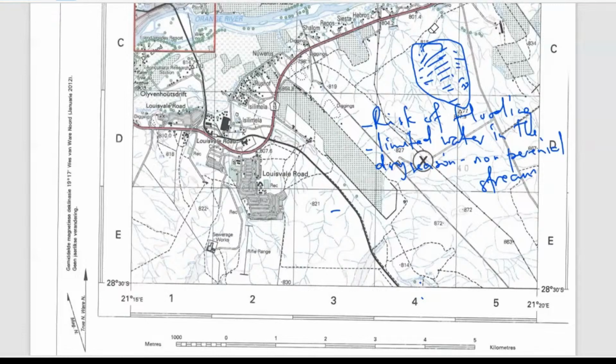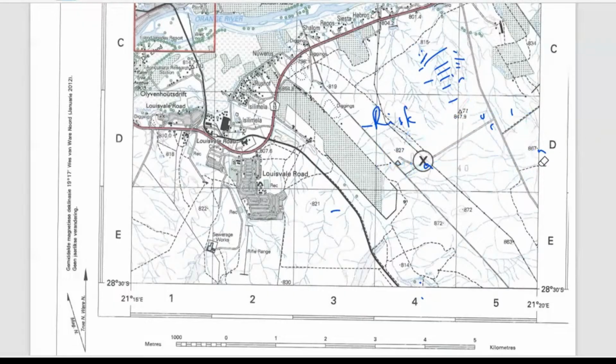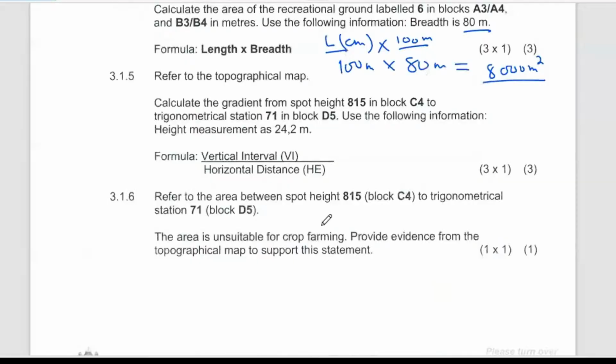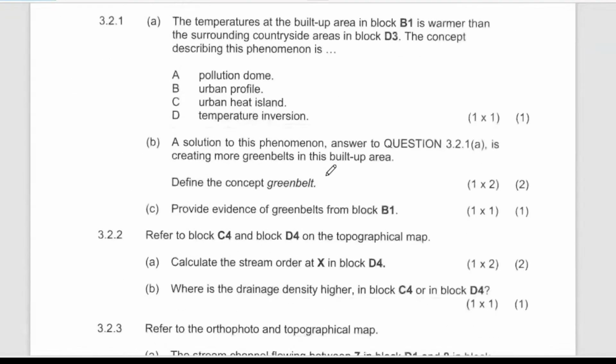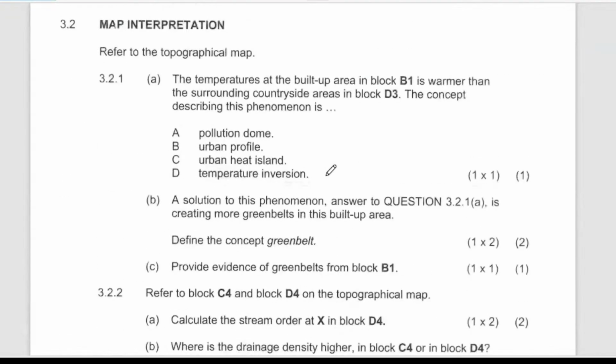Right, moving on to the next question. We are moving on to question number 3.2 on map interpretation. The first question, we are going to our question paper. Right, the first question on map interpretation says the temperatures at the built-up area in block B1 is warmer than the surrounding countryside in block D3.